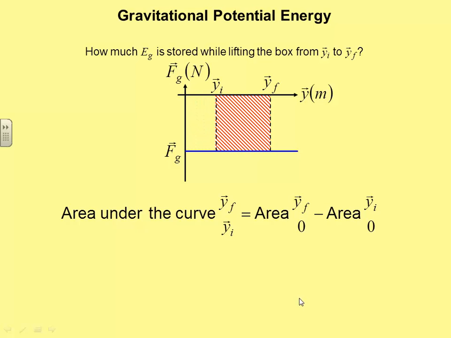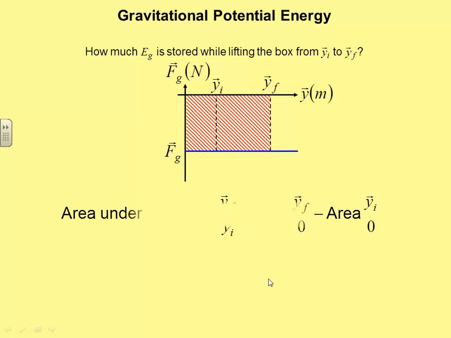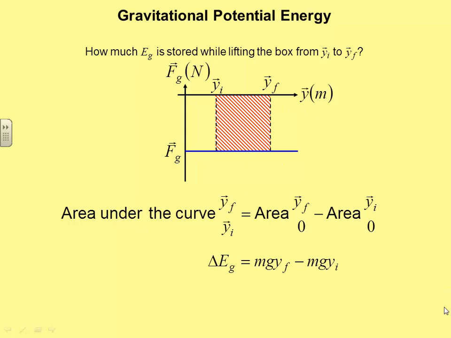I know this seems like a more complex procedure, but this is calculus. So let's go over that again. Okay, we could find the area under the curve from yi to yf by taking the area from 0 to yf, that big rectangle, and subtracting off the area from 0 to yi, the little rectangle, and that'll leave us with this rectangle. Now, we don't even have to do the math. We've already done the area of a rectangle on this graph, right? It's mgy. So the area from 0 to yf would simply be mgyf. The area from 0 to yi would be mgyi.